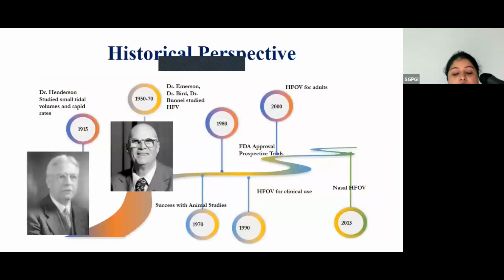After the study by Dr. Henderson, in 1950 to 70 Dr. Emerson, Dr. Bird, and Dr. Bunnell studied high-frequency ventilation. And in 1970, success was found with animal studies. In 2000, high-frequency ventilation was used for the adult population, and in 2013, nasal high-frequency ventilation was introduced.